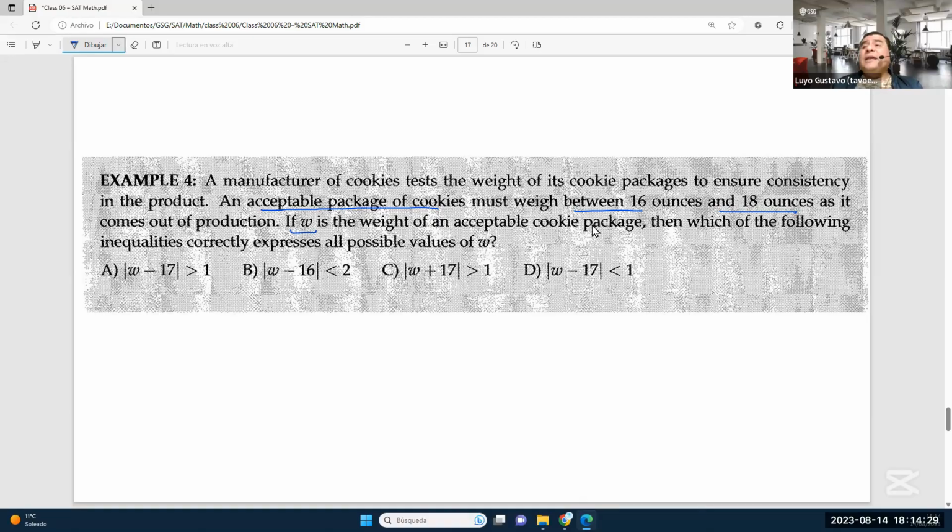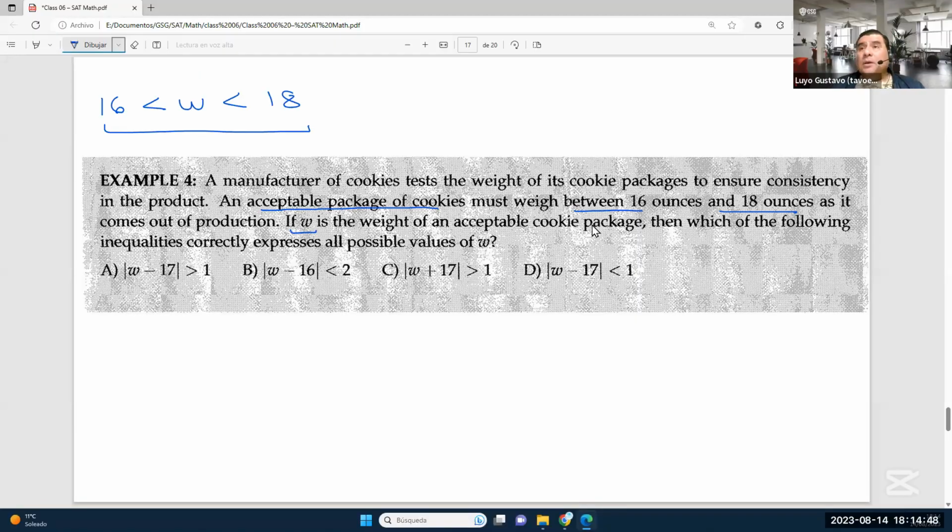So what are they telling you? With this statement, they are telling you that W needs to be between 16 and 18. Which one of these inequalities corresponds to this one?